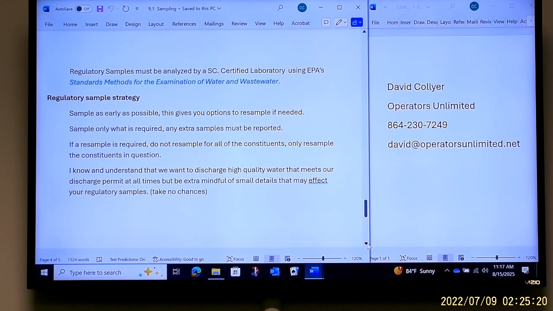Sample only what is required. Any extra samples must be reported. If a resample is required, do not resample for all of the constituents. Only resample the constituents in question. I know and understand that we want to discharge high quality water that meets our discharge permit at all times, but be extra mindful of small details that may affect your regulatory samples. Take no chances.